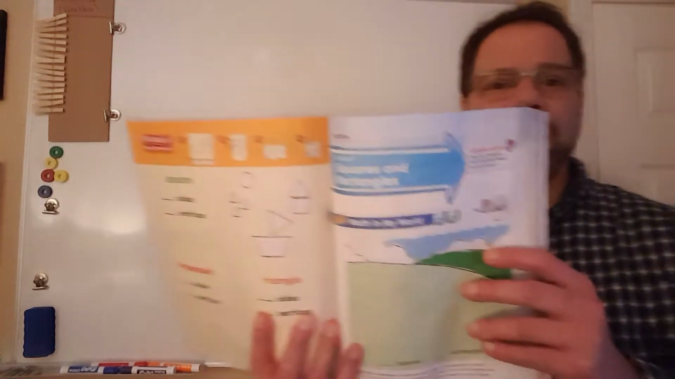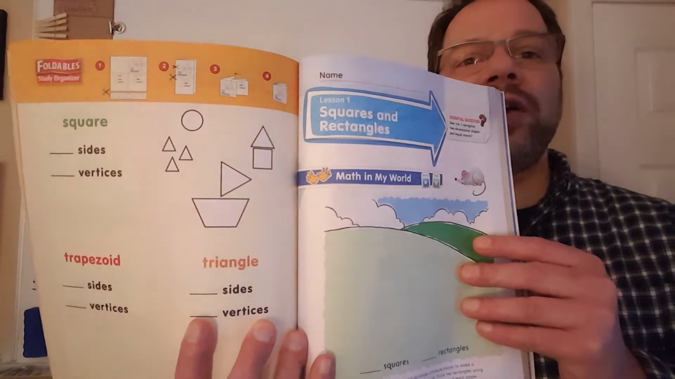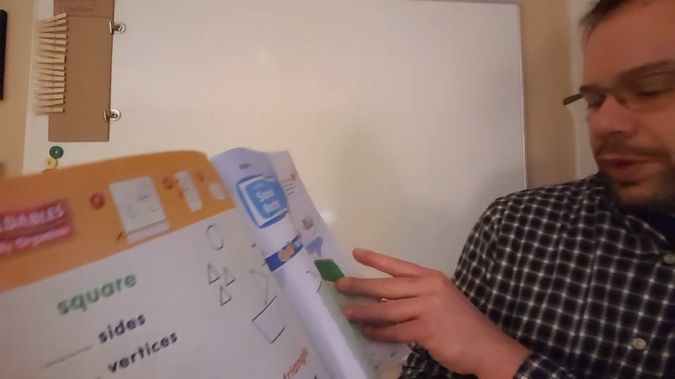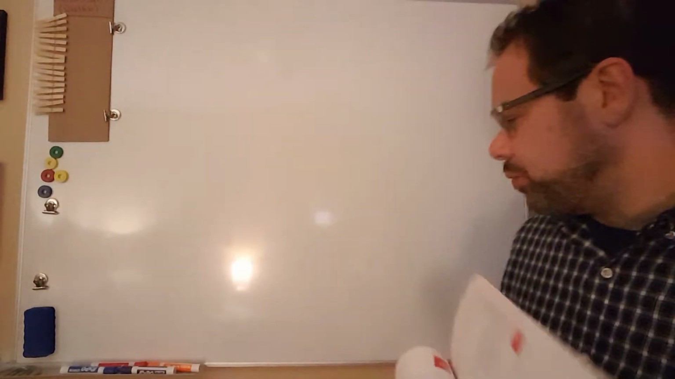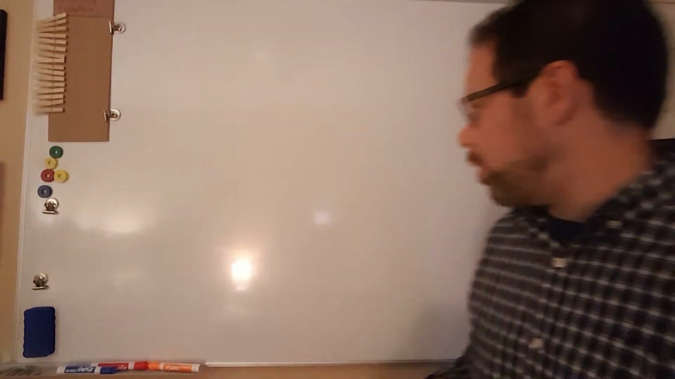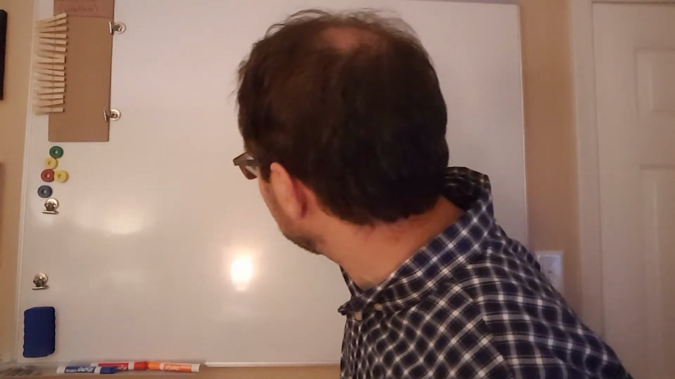So right now we're getting into squares and rectangles, okay? And before I keep going, why don't I just go ahead and draw them? All right, so we all know that this is a square.